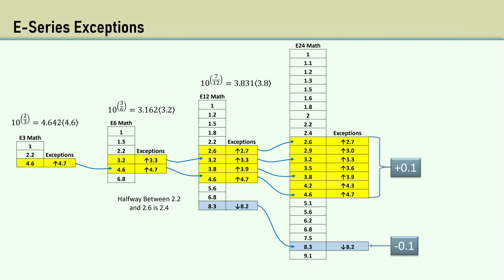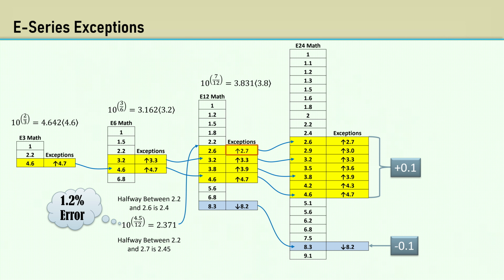Here's the E12 series. Halfway between 2.2, the fourth number in the series, and 2.6, the fifth number in the series, is 2.4. The calculated result using an n of 4.5 gives us 2.371. The difference between 2.4 and 2.371 is 1.2%, but the fifth value in the series, by exception, is 2.7. Halfway between 2.2 and 2.7 is 2.45. The difference between 2.45 and 2.371 is 3.3%.